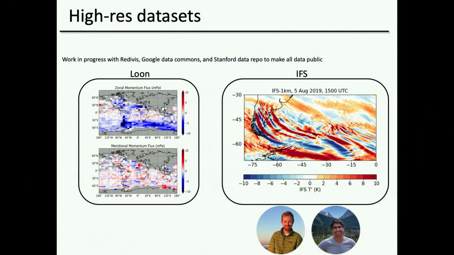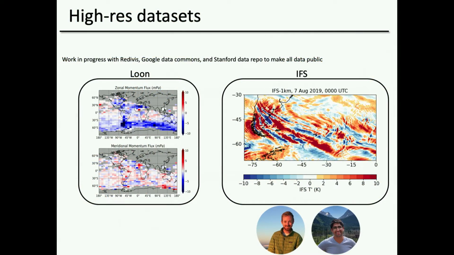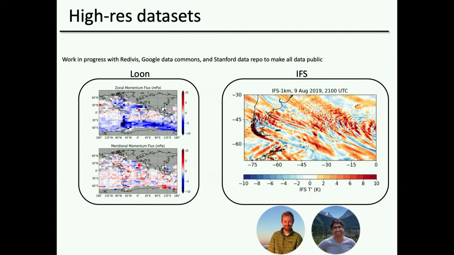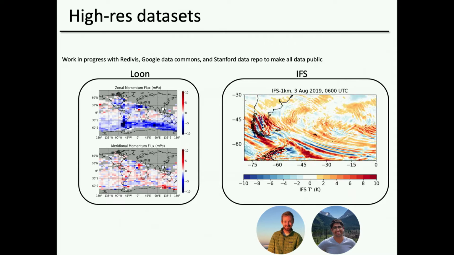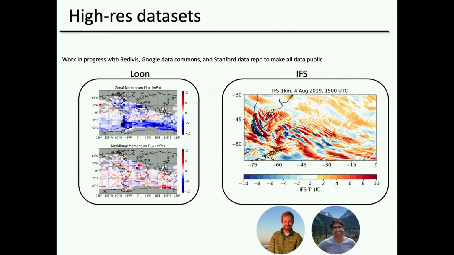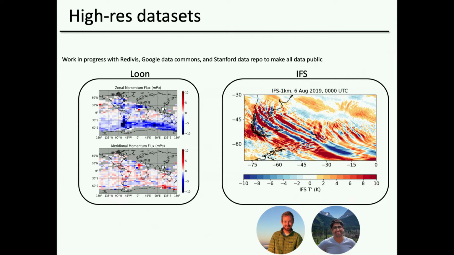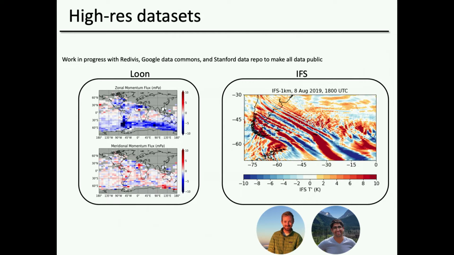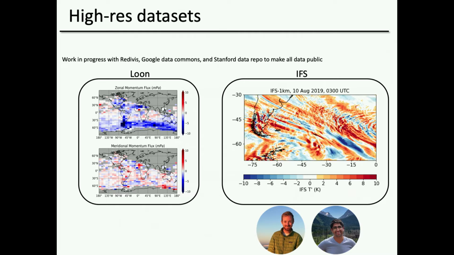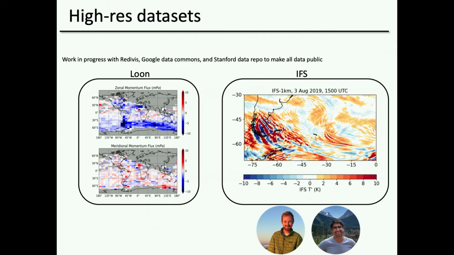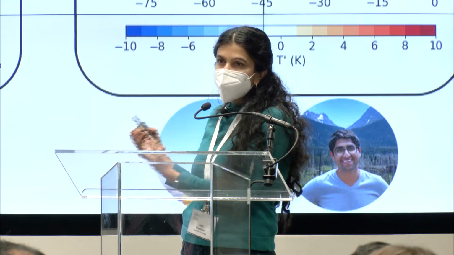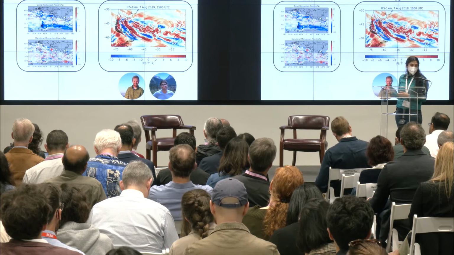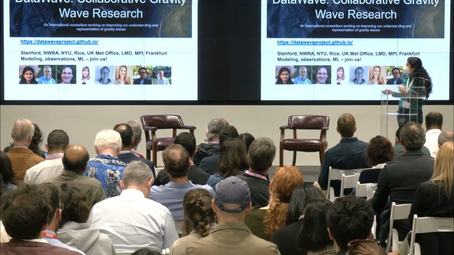This is ECMWF's Integrated Forecast System, actually, run at 1 kilometer resolution. And on the left is data from Loon. So what we are currently working on is combining all of these high-resolution data sets with the observational constraints provided by Loon in order to train the AI on something like this, or use something like this as constraints for our calibration problem.